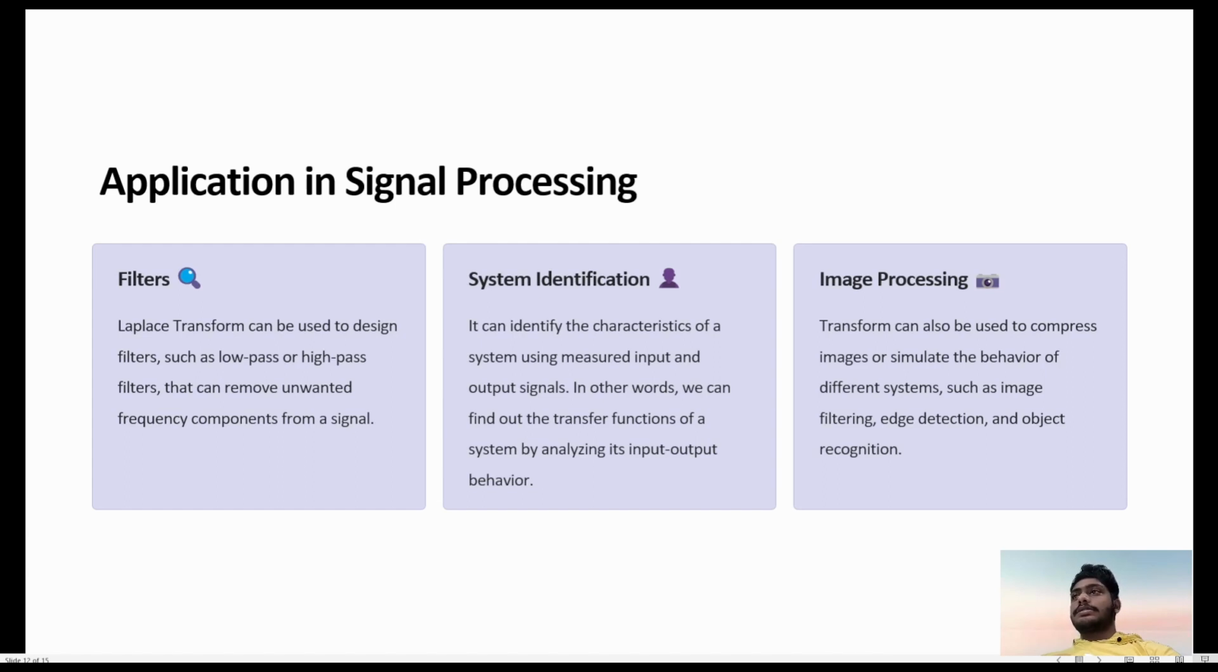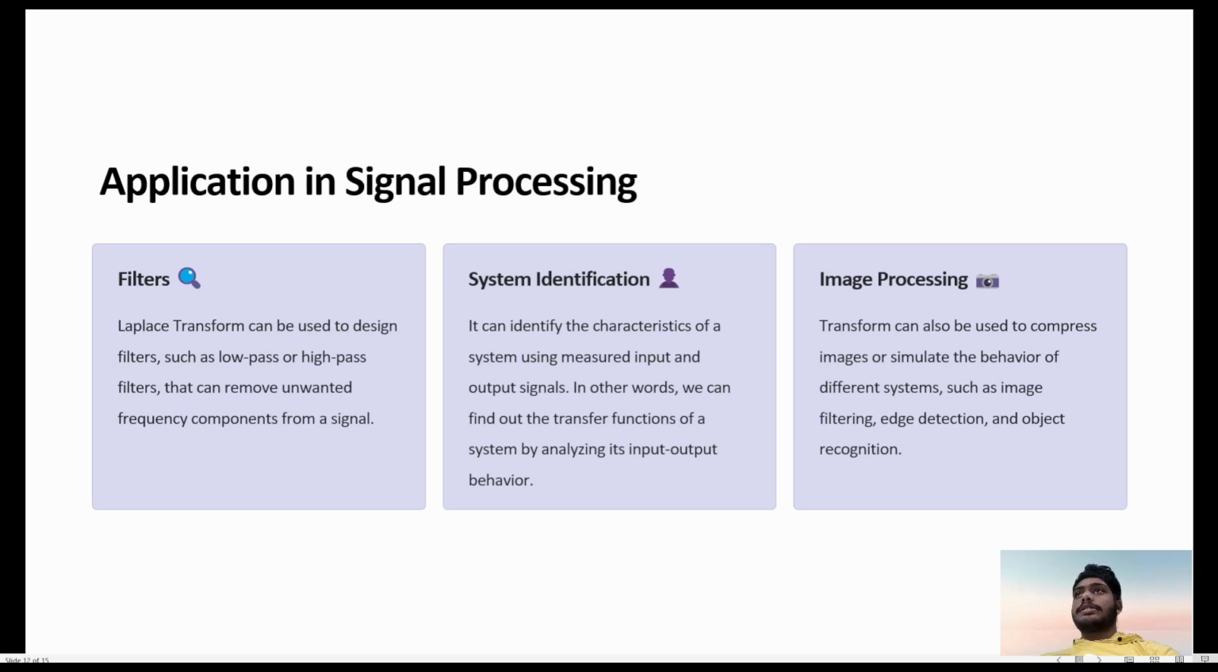Let's take a look at an application in signal processing. Laplace transform can be used to design filters such as low pass or high pass filters that can remove unwanted frequency components from the signals, as we discussed. System identification can identify characteristics of a system using measured input and output signals. In other words, we can find out the transfer function of a system by analyzing its input and output behavior.